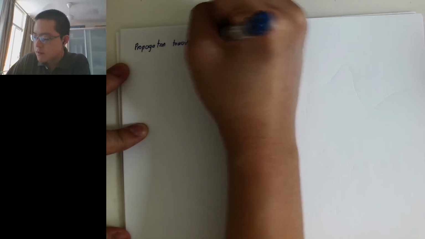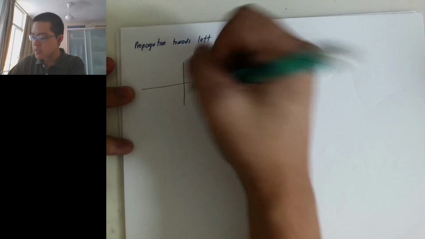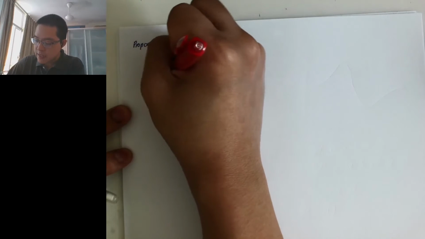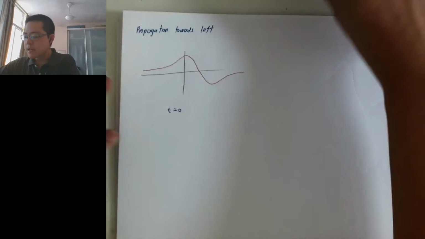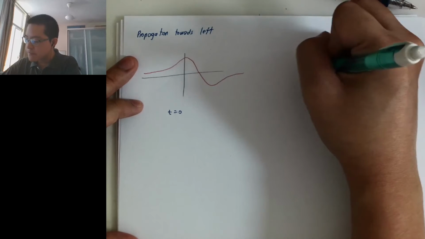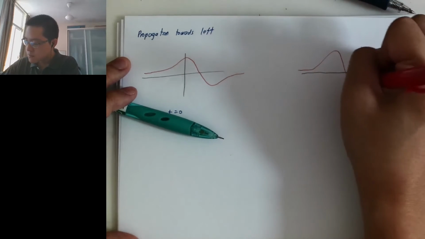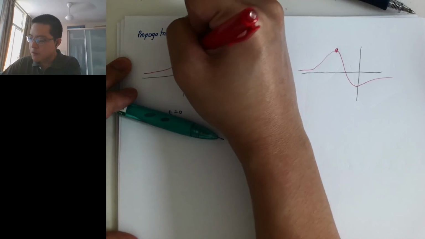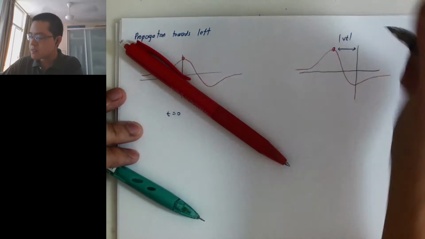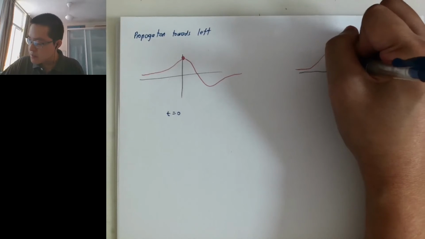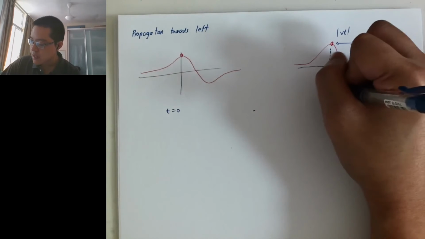Propagation towards the left. Let's say I draw the same original picture again. My graph at time equals 0 is like this, and at a later time, if I'm moving to the left, this graph is now here. So my original point has moved to the left. The distance is vt, so the position here is negative vt. This is where time is greater than 0.